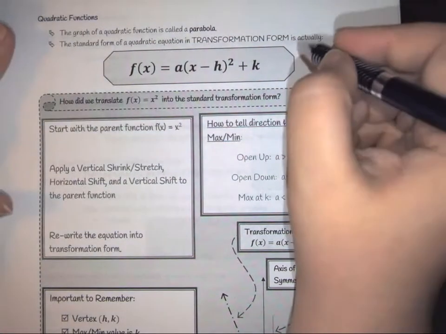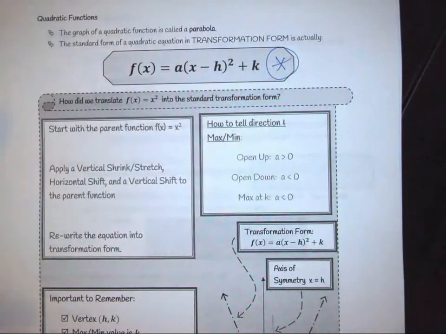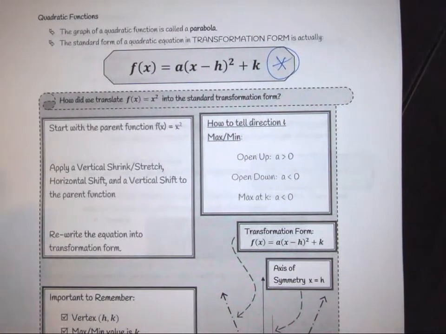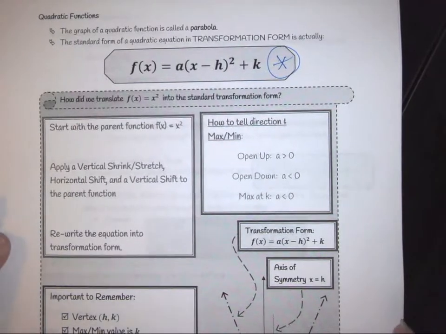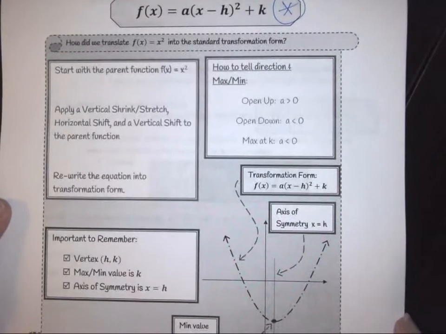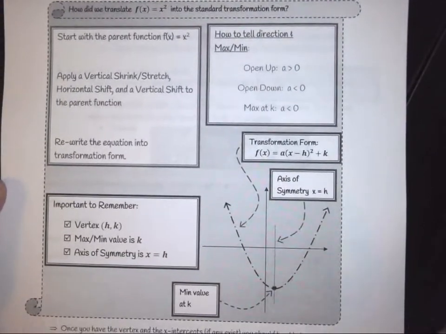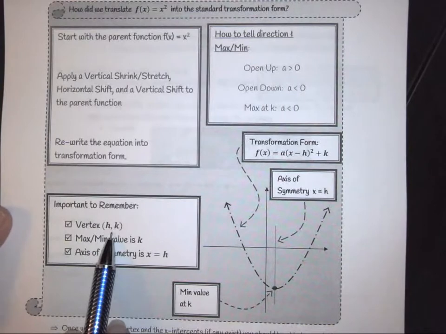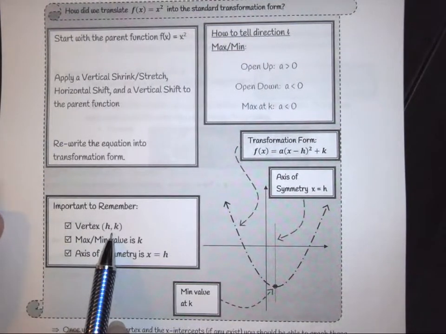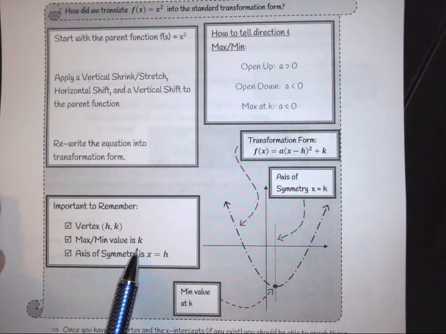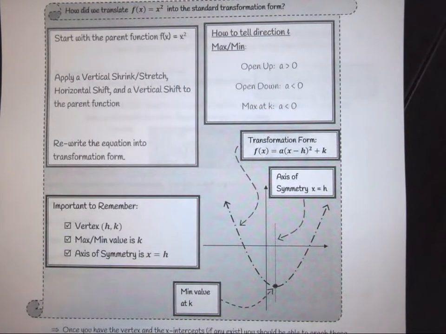The form is given right here, where we see that we have f of x equals a times (x minus h) squared plus k. Now there's a couple pieces of information that that equation tells you. First and foremost, it tells you what the vertex is. So your vertex down here is the point (h, k). Second, it tells you whether you have a max or min. You're going to have a maximum value if your a is negative and a minimum value if your a is positive. That has to do with whether or not your graph opens up or opens down.